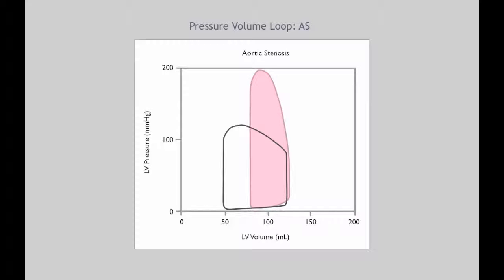We see that for any given volume, the pressure generated in the left ventricle is extremely high, and that the end diastolic volume is significantly shifted from baseline.